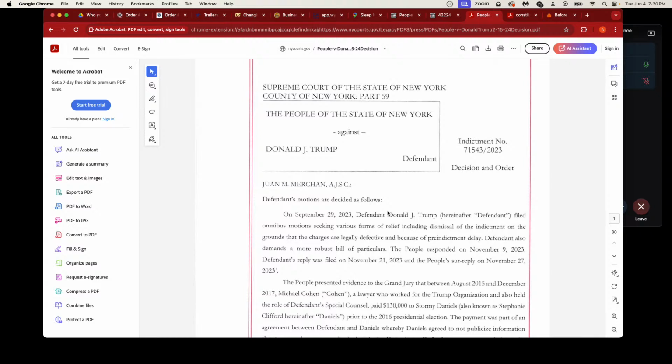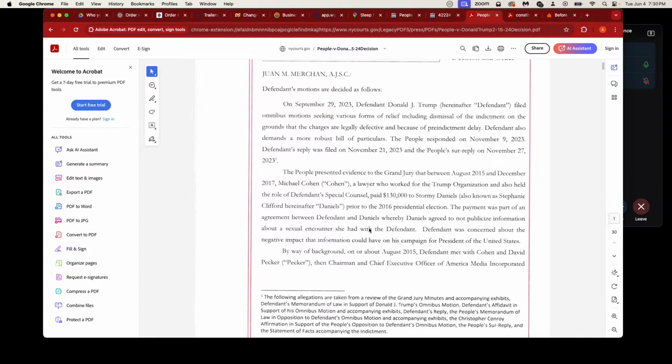The people responded on November 9th, 2023. Defendant's reply was filed on November 21, 2023, and the people's sur-reply on November 27, 2023. The people presented evidence to the grand jury that between August 2015 and December 2017, Michael Cohen, a lawyer who worked for the Trump Organization, also held the role of defendant's special counsel, paid $130,000 to Stormy Daniels, also known as Stephanie Clifford, hereinafter Daniels.